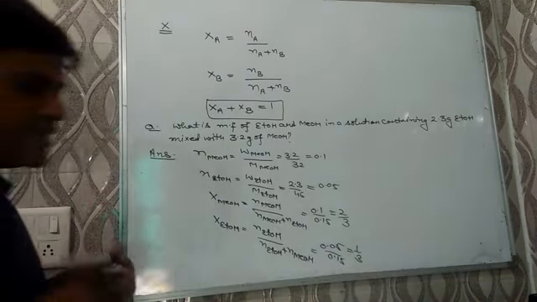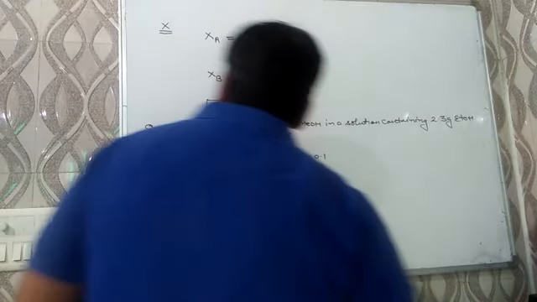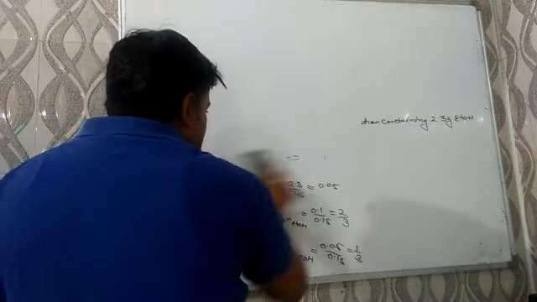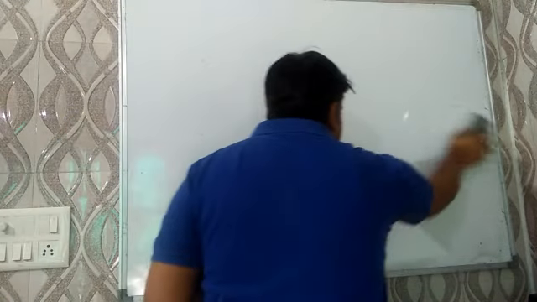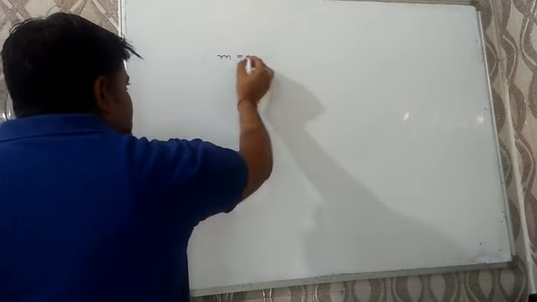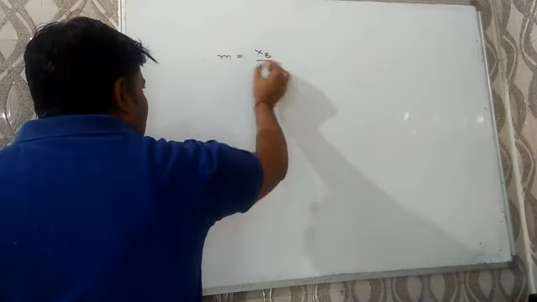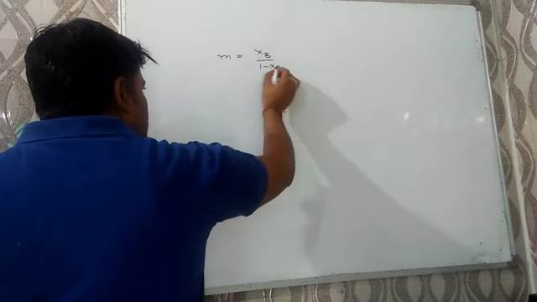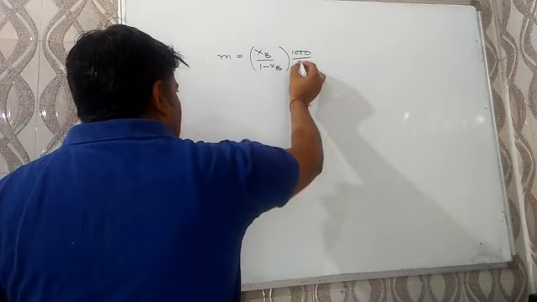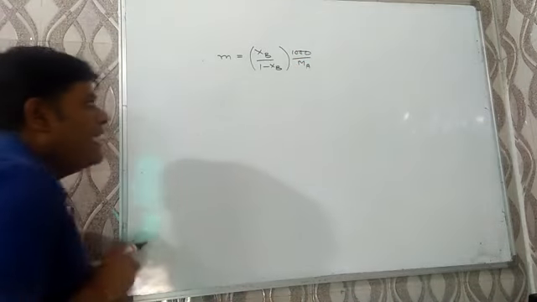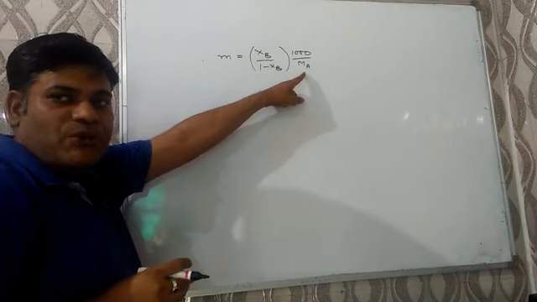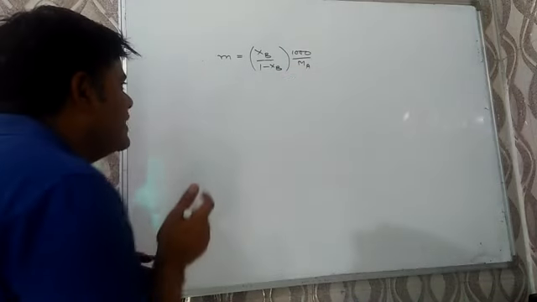Now, yesterday I mentioned a relationship between molality and mole fraction of the solute, and that relation was small m is equal to xb over 1 minus xb into 1000 over ma. Here small m is the molality, xb is the mole fraction of the solute, and ma is the molecular mass of the solvent. Yesterday we did a numerical on it.